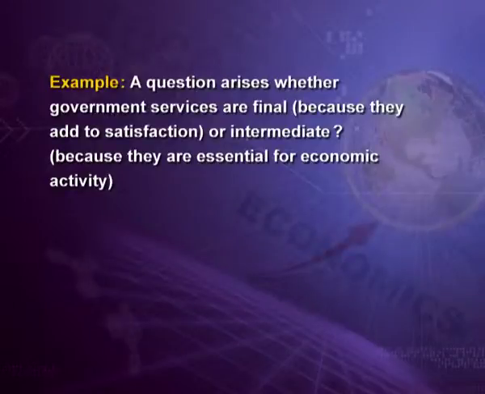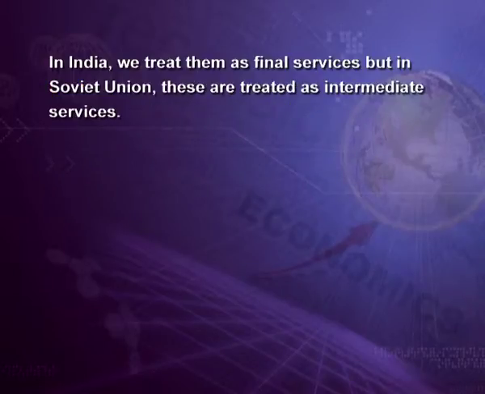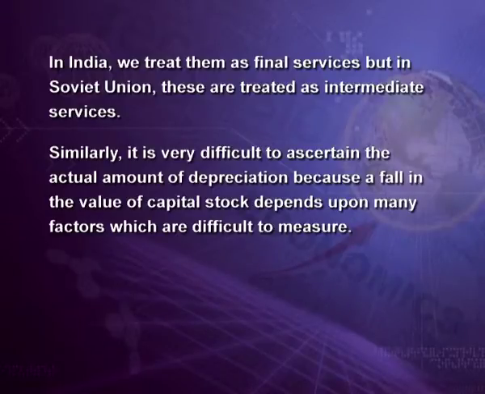There is a difference of opinion among the national income accountants regarding raw material, intermediate goods and depreciation. For example, a question arises whether government services are final or intermediate. In India, we treat them as final services, but in the Soviet Union, these are treated as intermediate services. Similarly, it is very difficult to ascertain the actual amount of depreciation because a fall in the value of capital stock depends upon many factors which are difficult to measure.